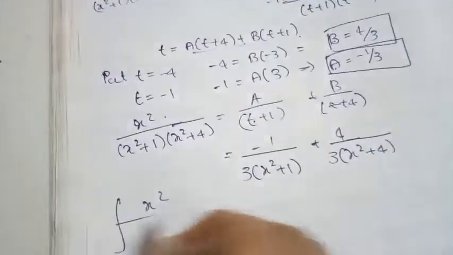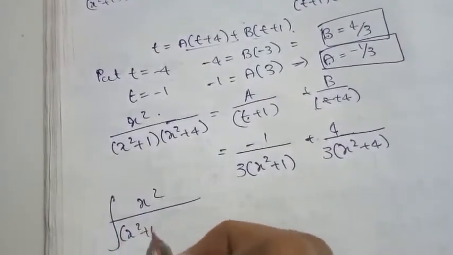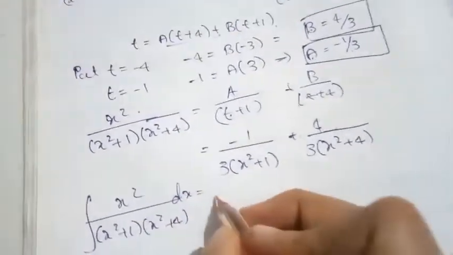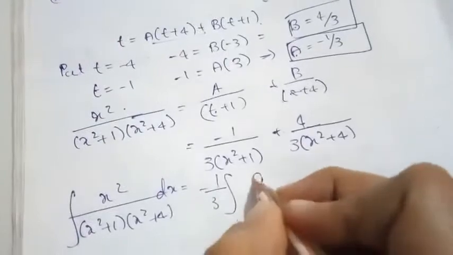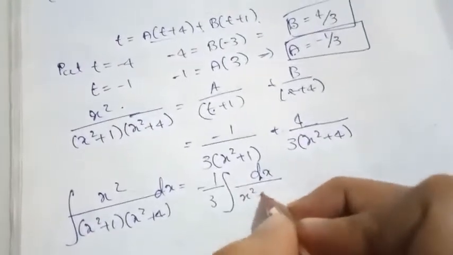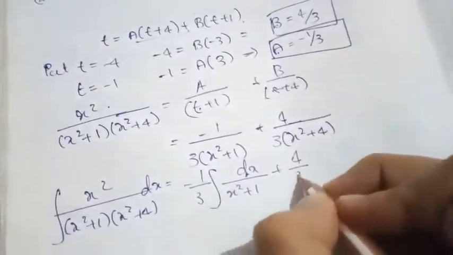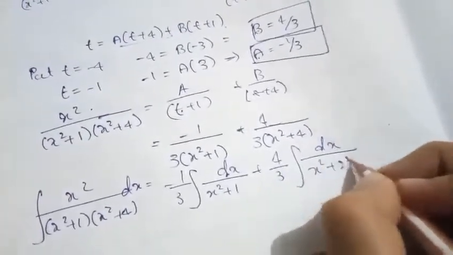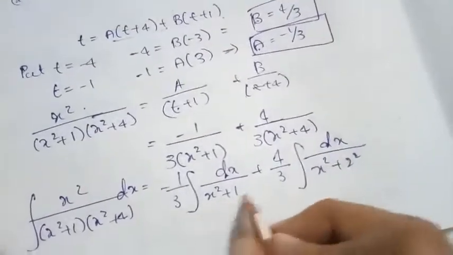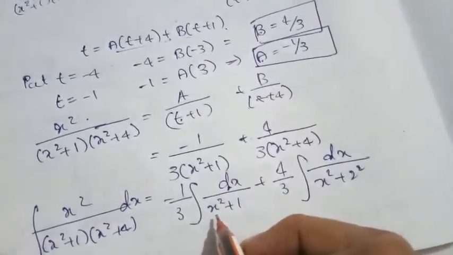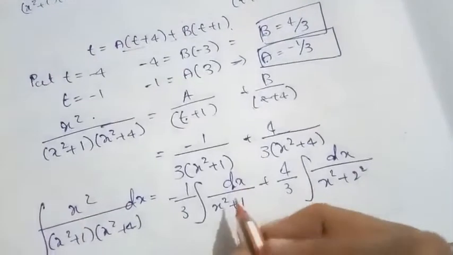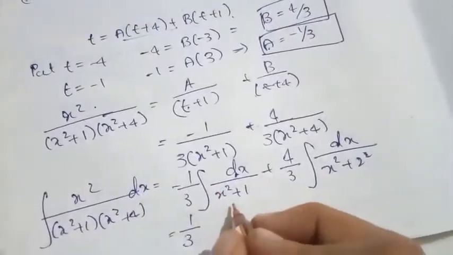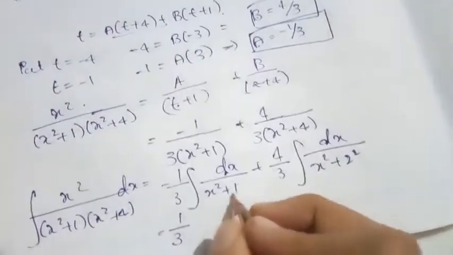So the integration of x square divided by x square plus 1 into x square plus 4 dx is equal to minus 1 by 3 integration of dx divided by x square plus 1 plus 4 by 3 integration of dx divided by x square plus 2 square. I can write 4 as 2 square. So this is in which form? 1 divided by x square plus a square. It is nothing but 1 by a tan inverse of x by a. Here the value of a is 1.